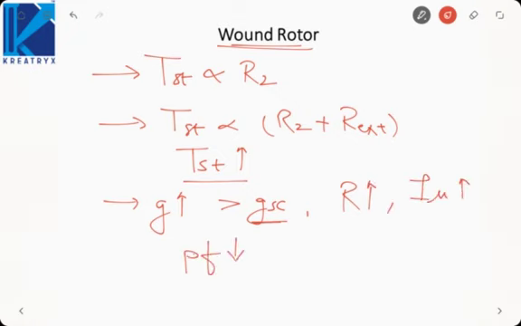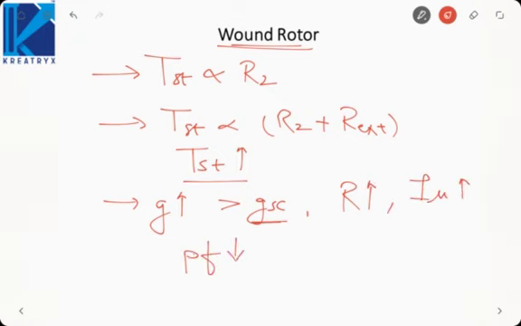So here power factor is lower as compared to squirrel cage, so it has poor running characteristic. When the motor is running, its performance is not up to the mark, but due to high starting torque, it has good starting characteristic. So remember the difference between squirrel cage and wound rotor. In case of squirrel cage, we have poor starting characteristic and good running characteristics. In case of wound rotor, we have good starting characteristics and poor running characteristic.